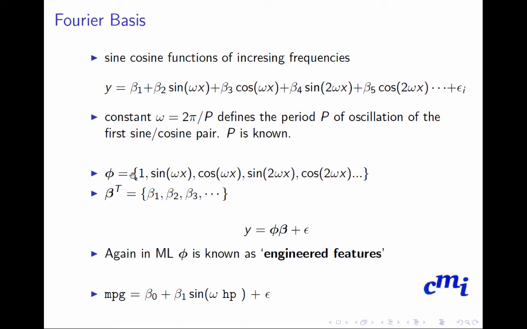Then phi, the basis function or basis, will be 1, sine(omega x), cos(omega x), sine(2 omega x), cos(2 omega x), and beta will be basically beta_1, beta_2, beta_3. You can again model it in linear model format, and phi is your design matrix or the feature matrix, where phi is known as the engineered features. So if you want, you can always try to model mpg as a function of beta_0 plus beta_1 sine(omega times hp) plus epsilon, and this will be known as the engineered features, provided you know the value of omega.